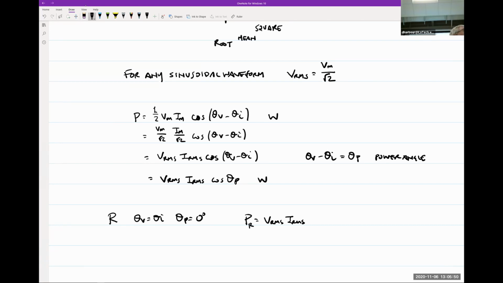It also means we can use our shortcuts, right? From before, because before when we had P equals V times I, then we said, oh, that's also V squared over R, or I squared times R in a DC circuit, right? So we could write this as V RMS squared over R, or I RMS squared times R.